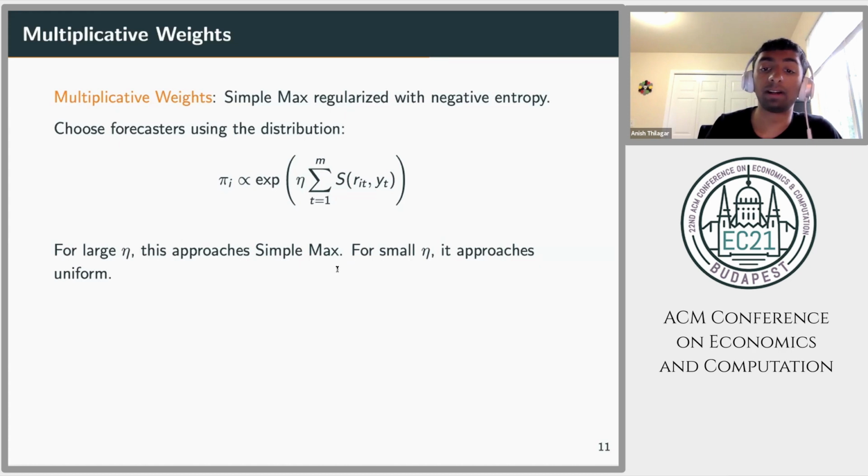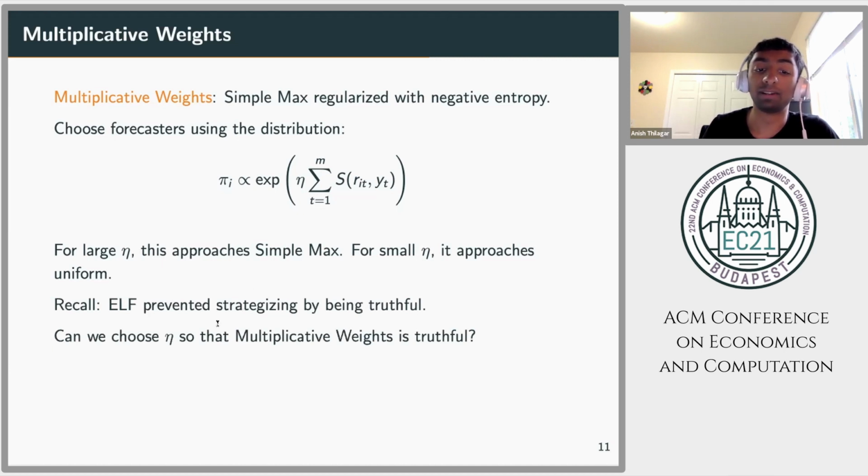So remember that ELF worked by making the forecasters truthful. So they had no incentive to misreport. So the question is, how does multiplicative weights do that? Does it prevent forecasters from strategizing? Well, it doesn't actually.